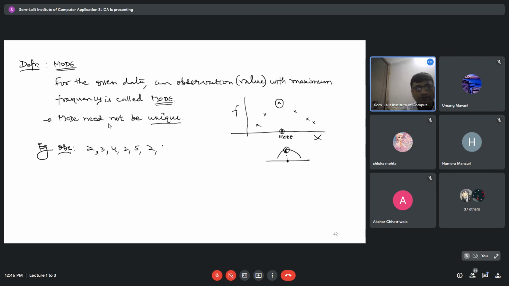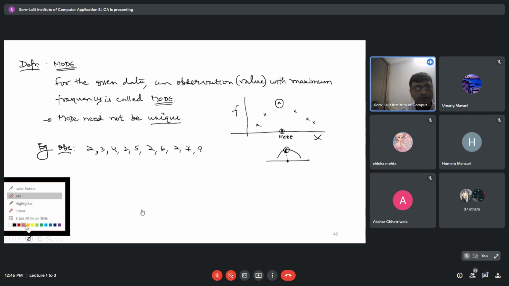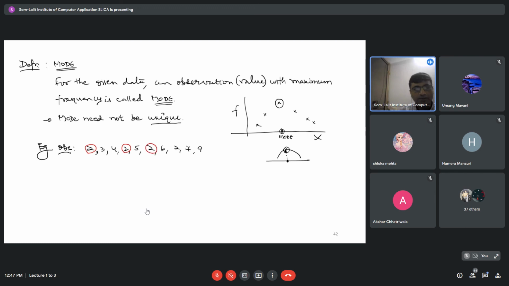2, let's write 6, 2, 7, and 9. You see that very easily you can notice that the one observation, 2 here, occurs very frequently. 2, 2, 2, so 2 has the highest frequency. What's the frequency of 2? That's 4. So the mode for the given data is 2 here. Mode equals 2. The observation that occurs very frequently, very commonly, is known as the mode for the data.